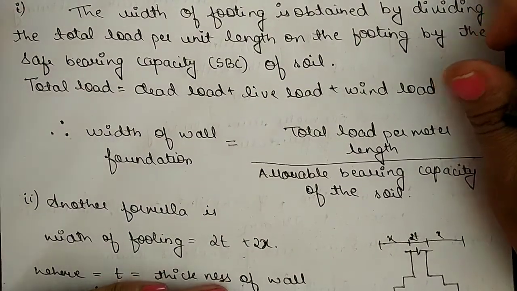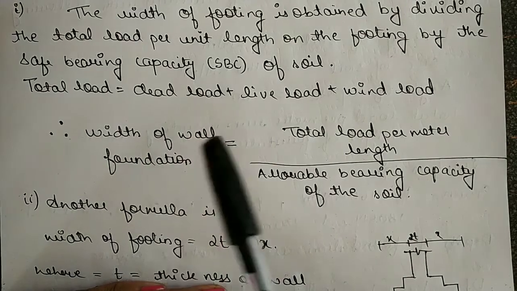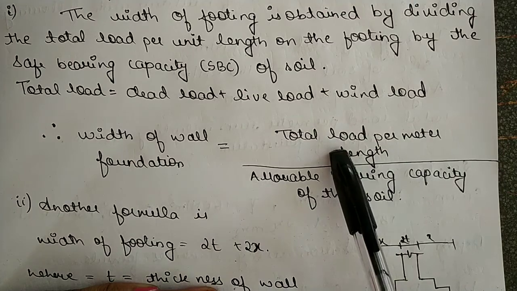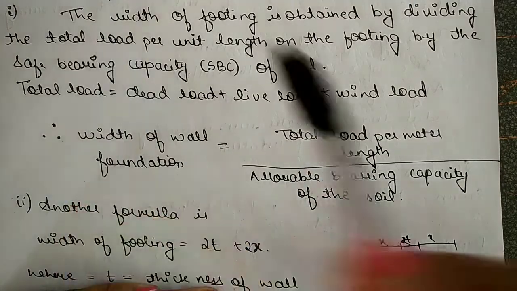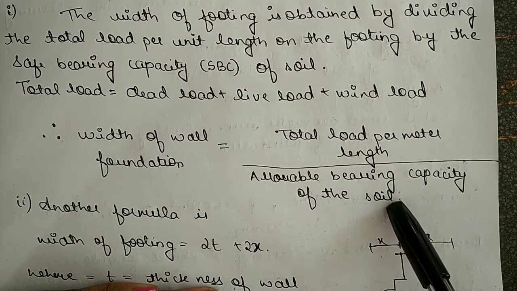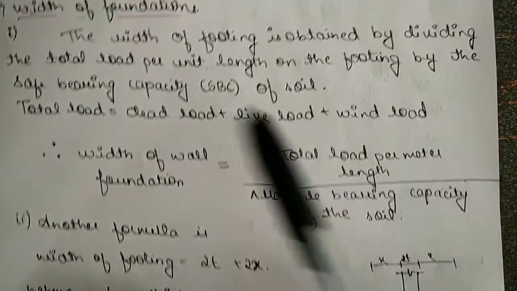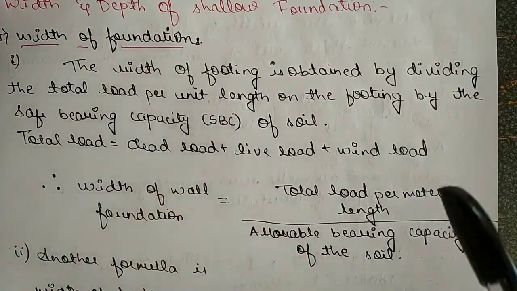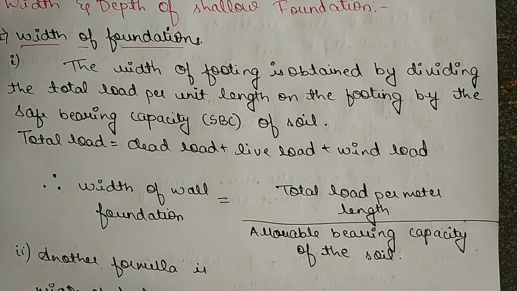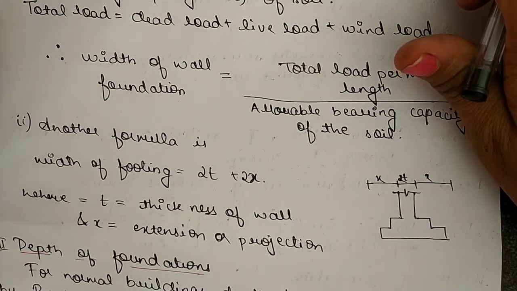Okay, therefore the formula for width of the wall footing is equal to total load per meter length, the total load which I told you here, divided by the allowable bearing capacity of the soil, nothing but the SBC of the soil. Understanding? This is the formula to find the width of the foundation. Total load by SBC. You will get the width in meters.